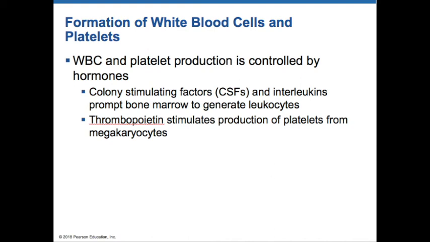So let's say, for example, that you do have a cut in your finger. Those cells that have been damaged are going to start secreting the colony stimulating factors and interleukins, which are going to go directly into your bone, telling your bone to start the production of white blood cells and platelets.